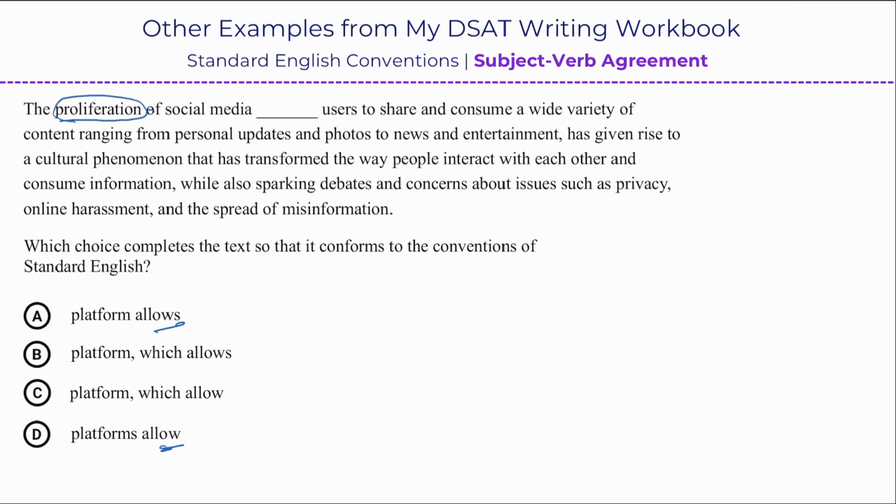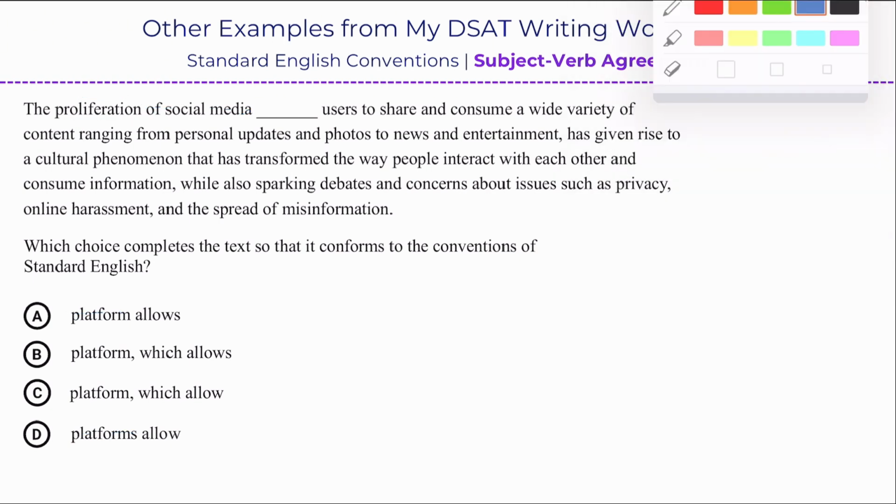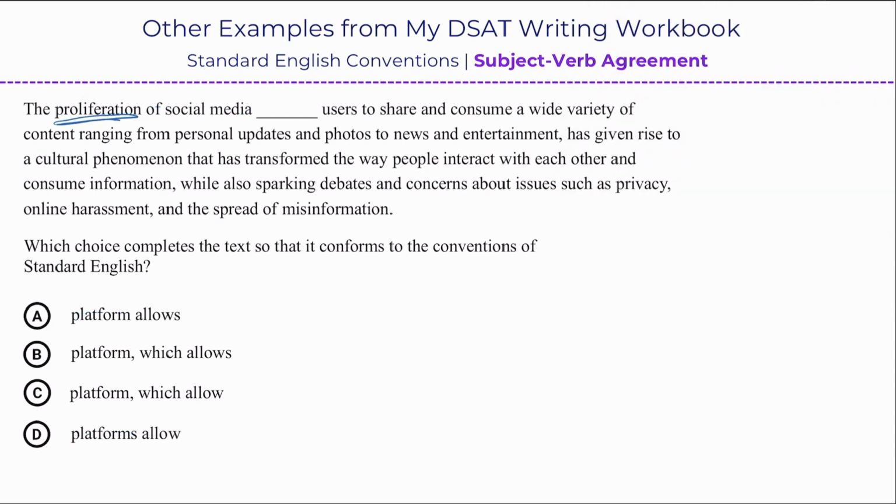We know that that's part of the prepositional phrase. So proliferation is a singular subject, right? And I know because it's singular, I can get rid of my plural answer choices. So I can get rid of C and D, right? Allow and allow, yeah, because both of those are plural verbs.